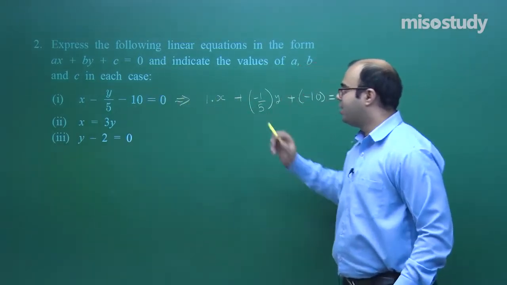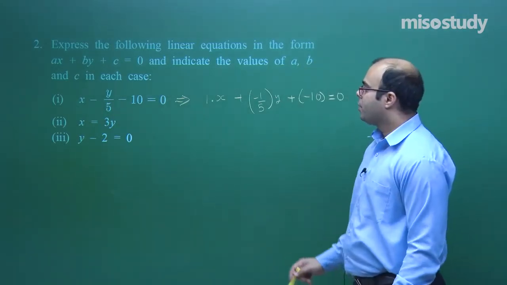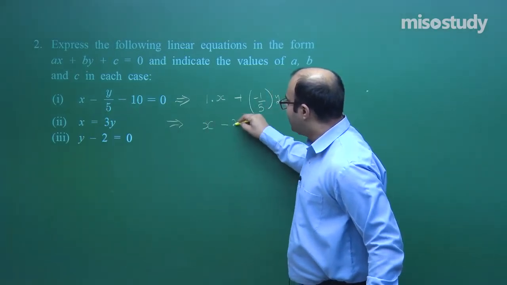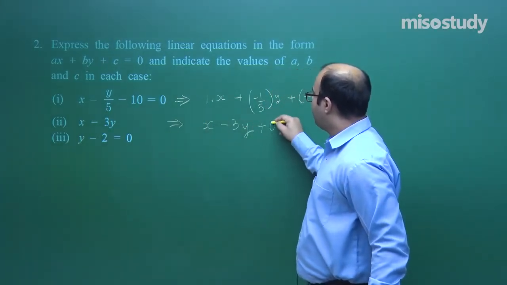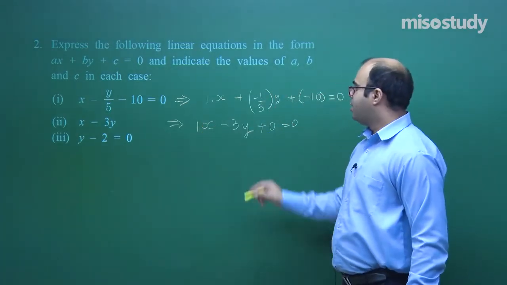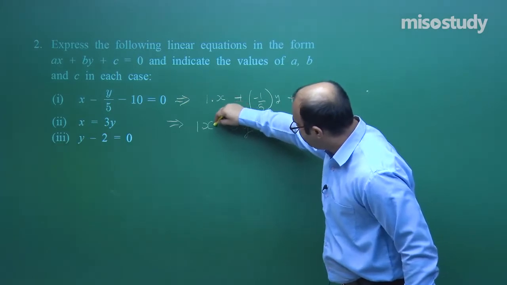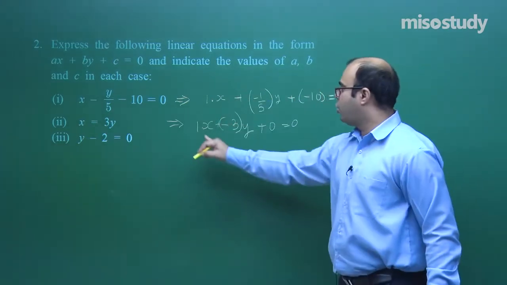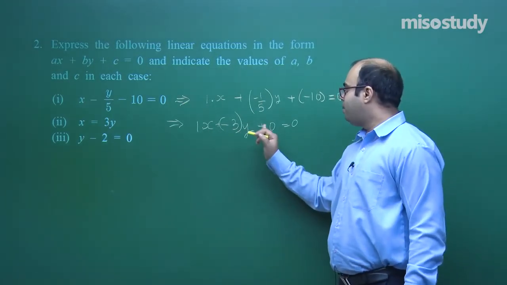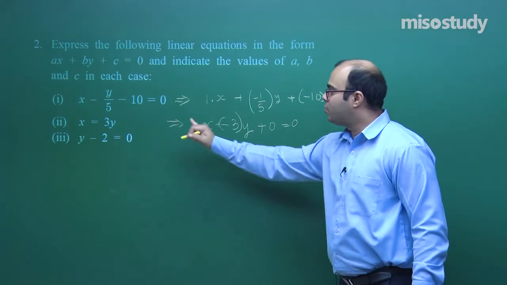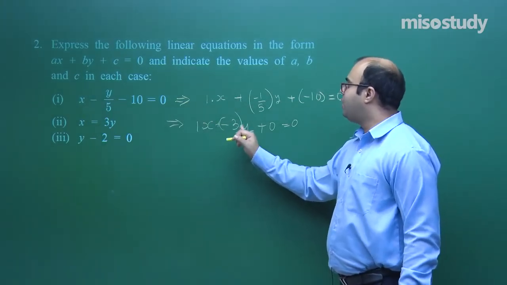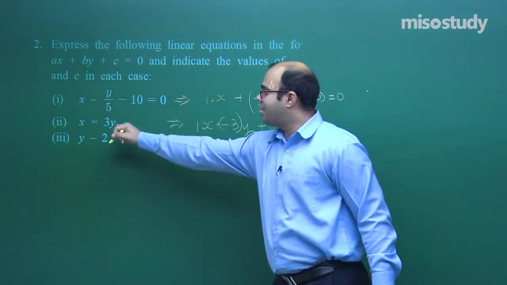Next, x means 1 into x. x is equal to 3y can be written as x minus 3y plus 0 is equal to 0. Here also 1 is multiplied to x. So a is 1, b is minus 3, and c is 0. So in ax plus by plus c, a is 1, so it is 1x which is x, minus 3 is b, so by is minus 3y, it can go on the right hand side and become plus 3y, and this is 0.